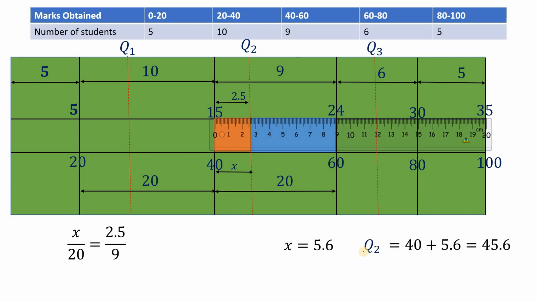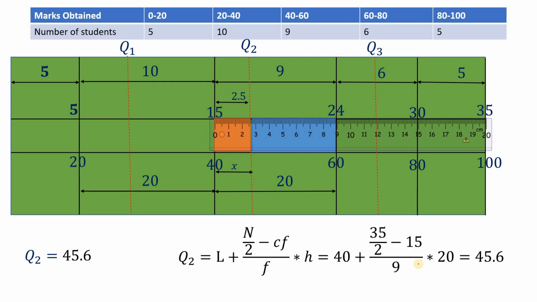Then we can find the second quartile by adding 40 with x to get the distance from here to here. That will be 40 plus 5.6, which is 45.6. Let's use the formula again to find the second quartile. Now here we get the exact result for the second quartile, which is 45.6 by both methods. It's because we found this distance in precision, that's 2.5, with a ruler, so we got the exact result.